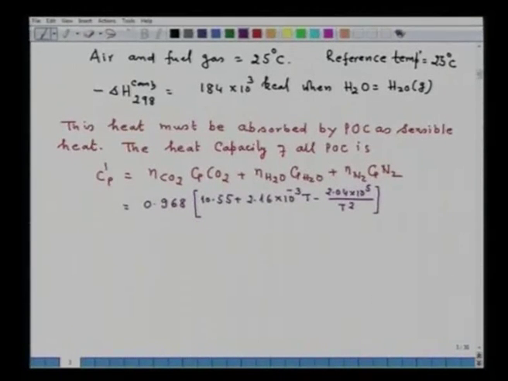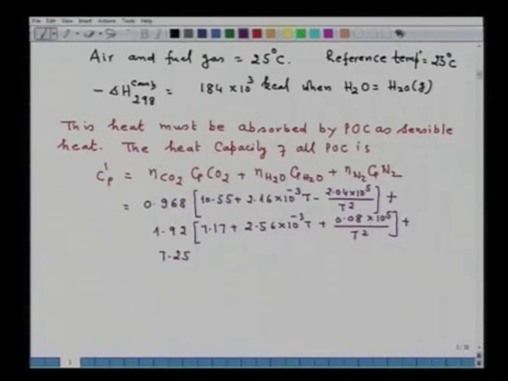This is about the Cp of CO2, plus 1.92, they are the moles of H2O, 7.17 plus 2.56 into 10 to the power minus 3 T plus 0.08 into 10 to the power 5 upon T square, plus 2 N2 is 7.25, plus 7.25, 6.66 plus 1.02 into 10 to the power minus 3 T.